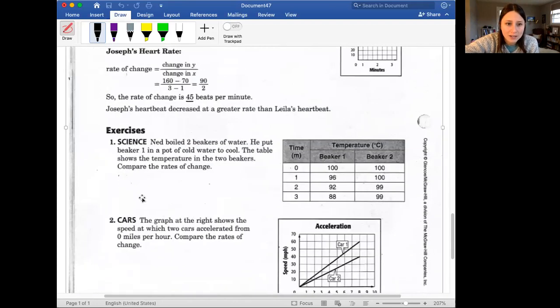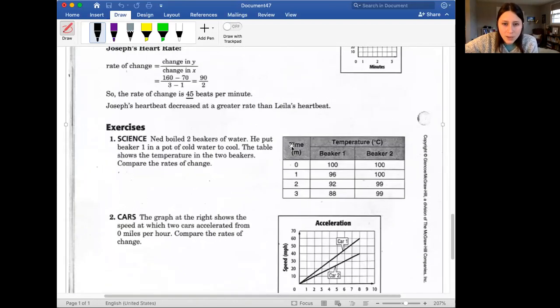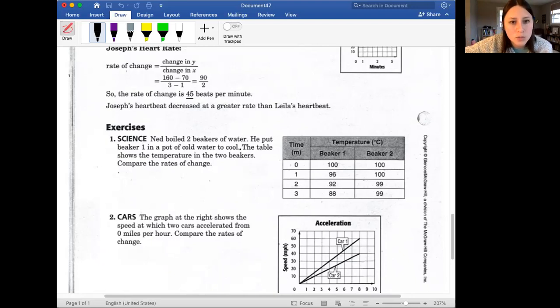So let's take a look at these two problems here. Time is going to be the same for both beakers. I guess we're taking a look at maybe a science experiment where we're seeing which beaker heats up faster or cools down faster. So let's say Ned boiled 2 beakers of water. He put beaker 1 in a pot of cold water to cool. The table shows the temperature in the 2 beakers. Compare the rate of changes. So one of them he puts in cold water, the other one he just lets cool gradually, okay?